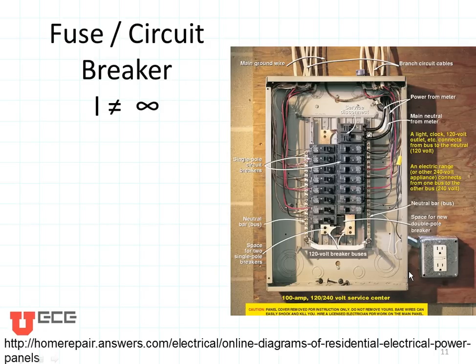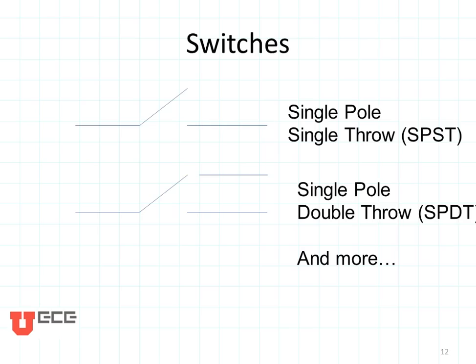A fuse or a circuit breaker is what's intended to keep the current from running away with you. If the current was trying to go to infinity, but we had a 10 amp circuit breaker in line with that, the circuit breaker would trip when the current got to 10 amps, and it would shut the circuit off. A circuit breaker is a type of switch.